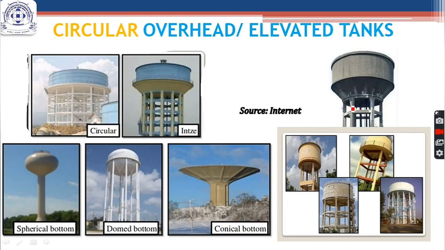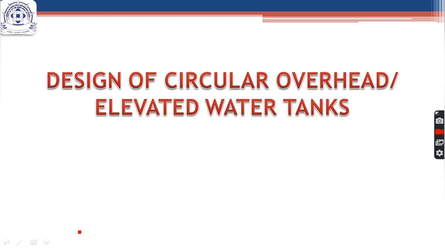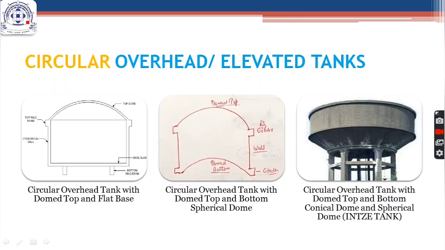Then below that we will have the circular beam or circular girder. Here you can see this is the circular beam which has been provided. I have already explained what the role of the circular beam is. It acts as a supporting system for the columns, and below that we will have the columns. So these are the different components of circular tanks. Now we will move on to the design of circular elevated water tanks.